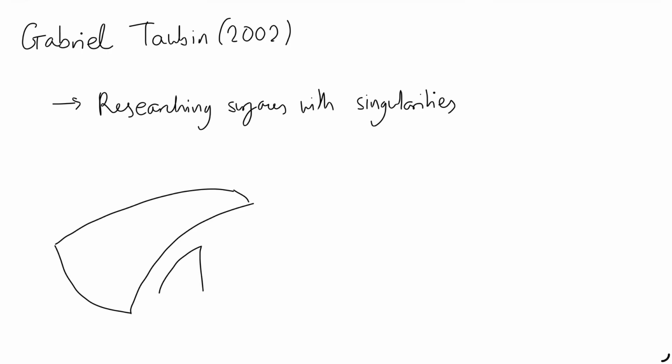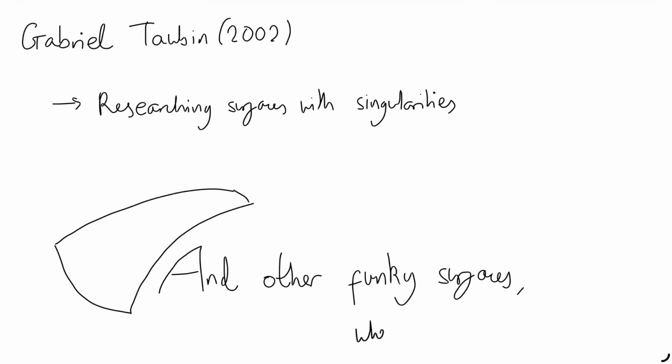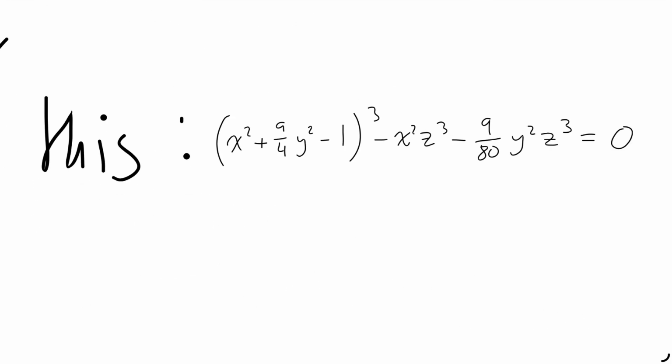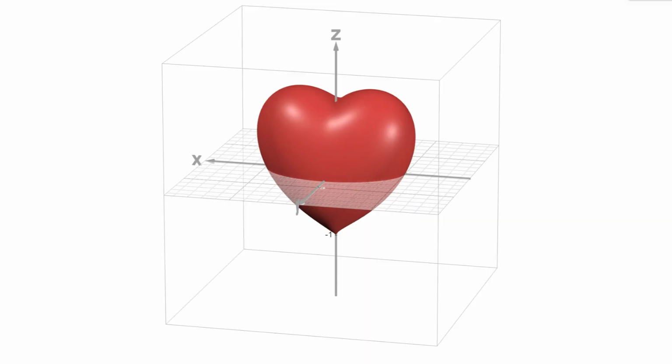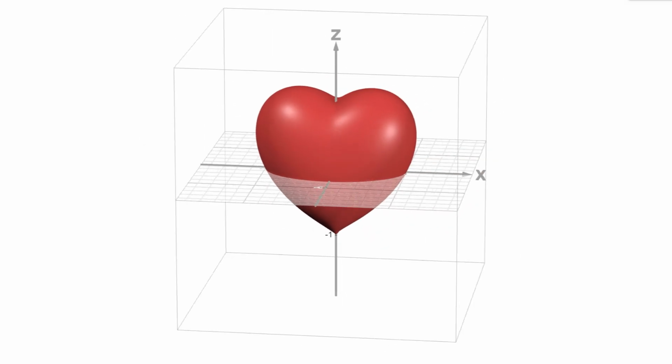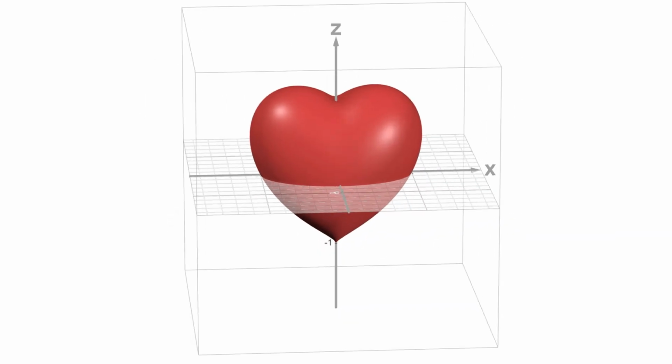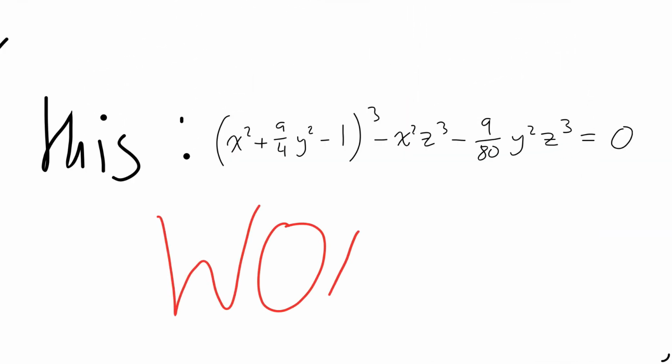Starting off with the creation of Gabriel Tobin, who was trying to visualize surfaces with singularities and other sharp points with the help of computer software, when he found this 3D heart equation. Now this one is just really impressive. Like, I could try and explain how to solve this, but I think it's better to just admire how perfect this is. Okay, admiration time is done.